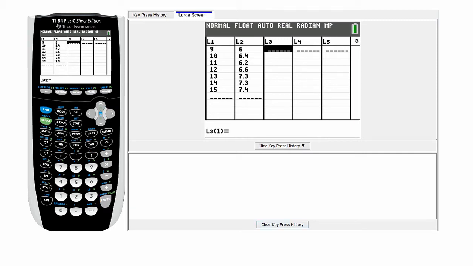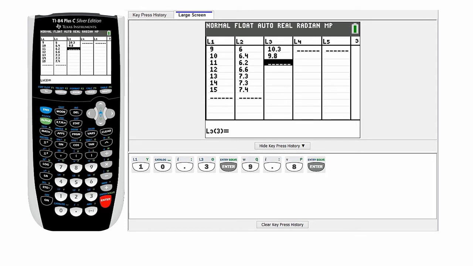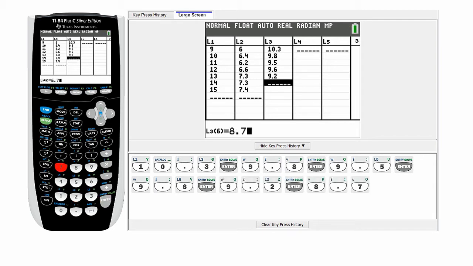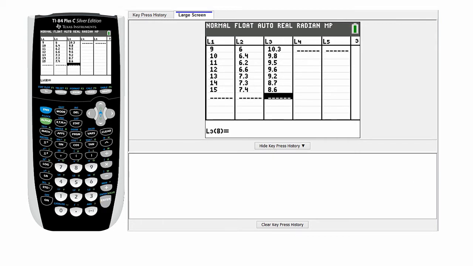This is where we want to type our numbers for American Airlines. 10.3, enter. 9.8, enter. 9.5, enter. 9.6, enter. 9.2, enter. 8.7, enter. 8.6, enter. We will be able to graph both scattergrams on the same XY axis.